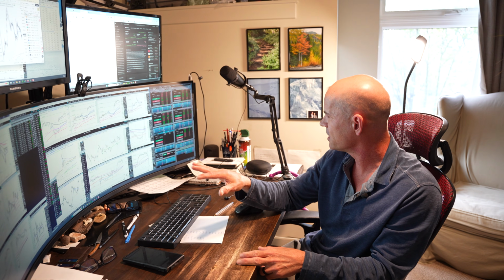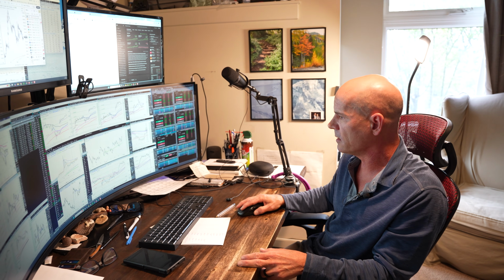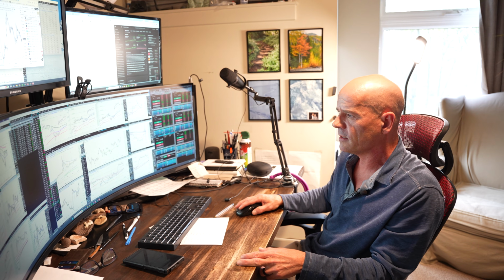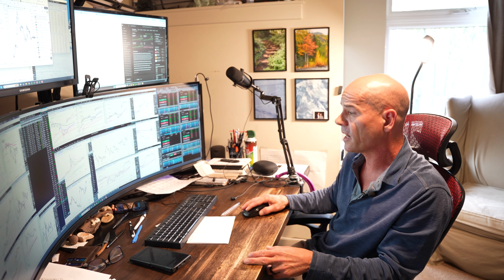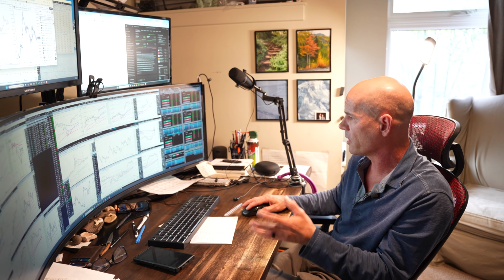I really like the way this is dialed in. The ultrawide is nice to have all in one spot and you can drag things around. And I don't really change it around much, though. I don't really move things.